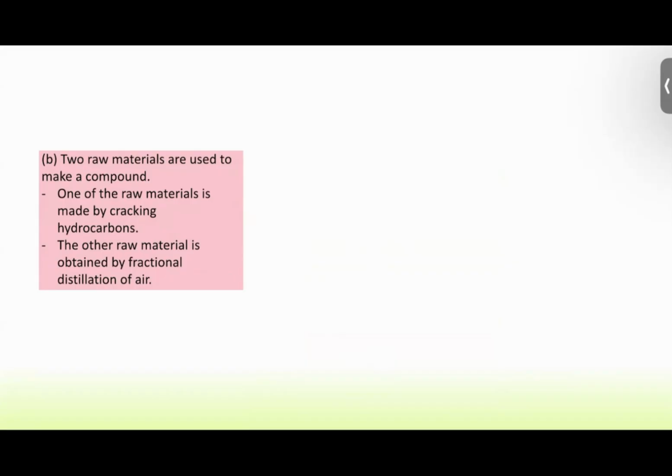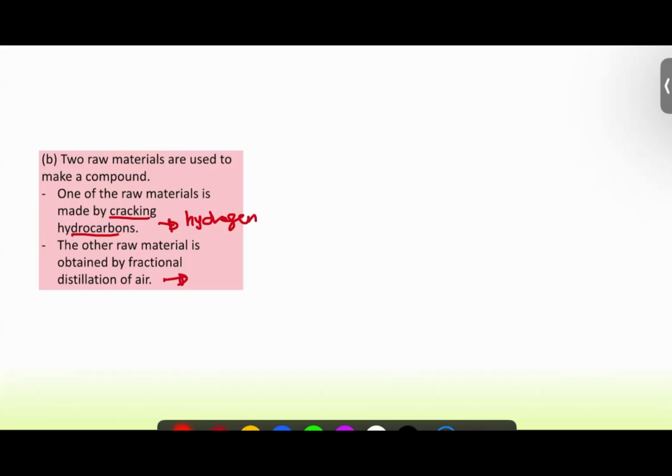Next. Two raw materials are used to make a compound. One of the raw materials is made by cracking hydrocarbon. The other raw material is obtained by fractional distillation of air. So based on these two pieces of information, we should know the identity of the raw materials. The first one is made by cracking hydrocarbon, so the raw material is hydrogen. The other is obtained by fractional distillation of air, which means it is nitrogen.